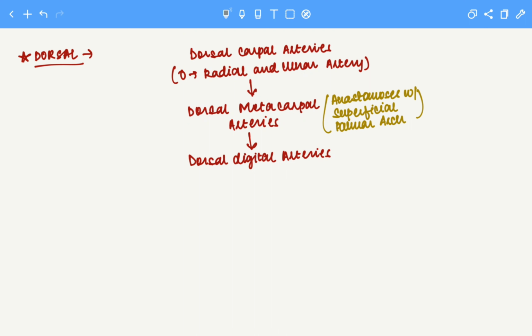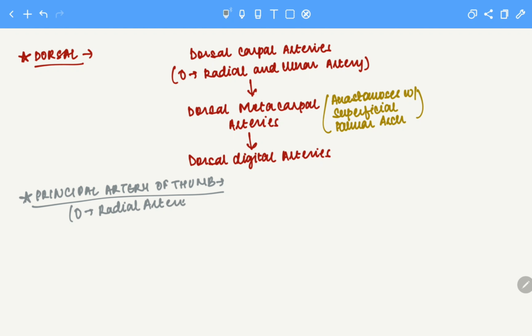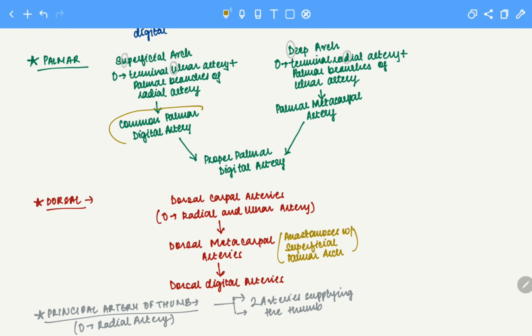Finally, we'll talk about the principal artery of the thumb. It originates from the radial artery and it splits into two arteries that supply the thumb. The common palmar digital artery and the palmar metacarpal artery also anastomose with each other.